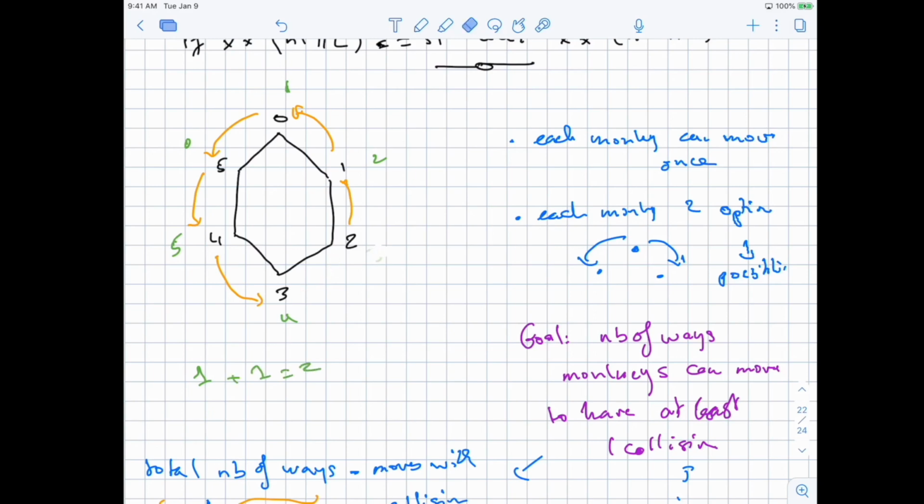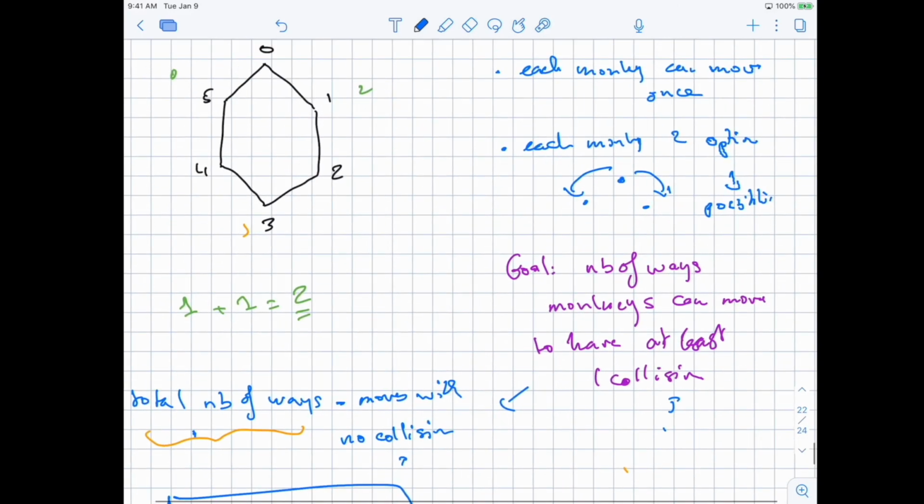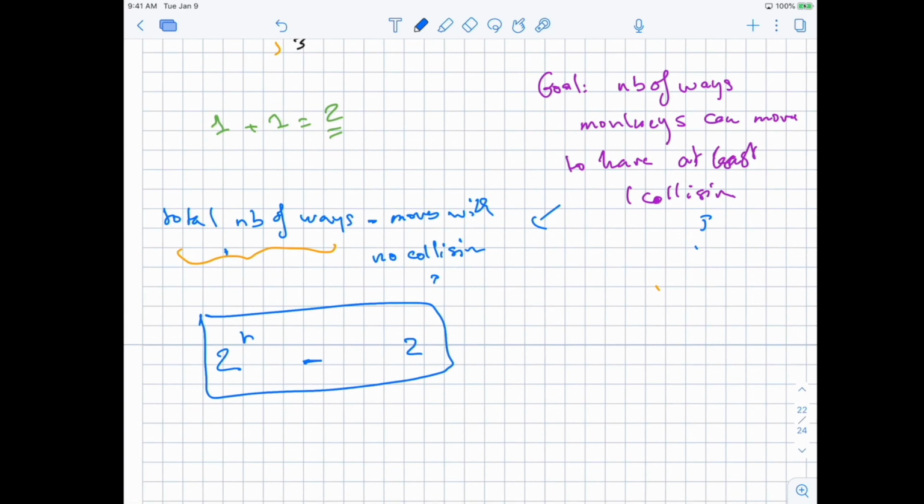Now, can you think of any other way to not have a collision with one move? Well, it's not possible, right? If any of these monkeys doesn't move to the next vertex, we will have a collision. So these are the only two possibilities, exactly 2. So that means the possibilities without a collision are 2, and so this is basically our result. This is what we want to return, right? So very straightforward, actually.